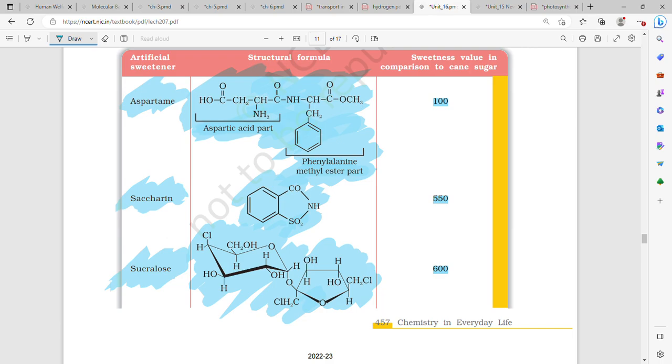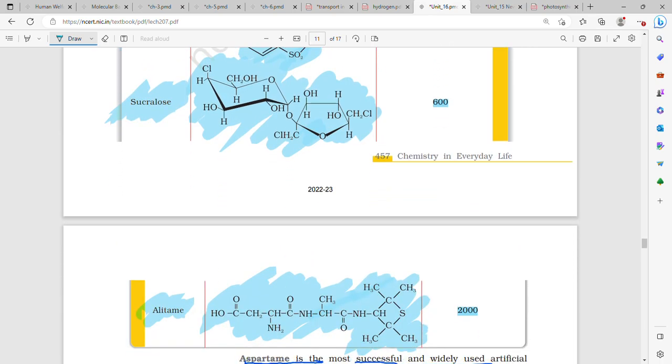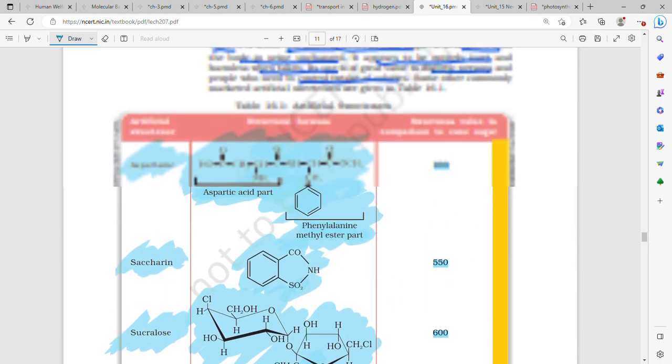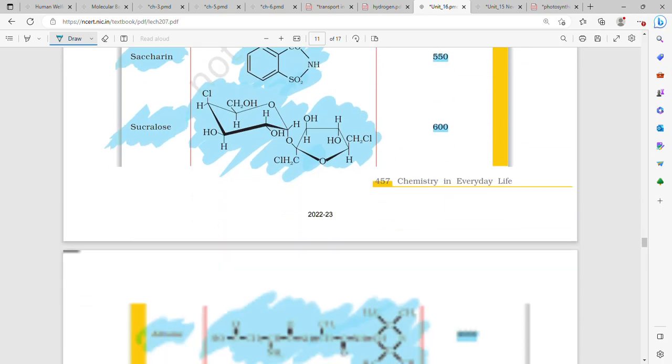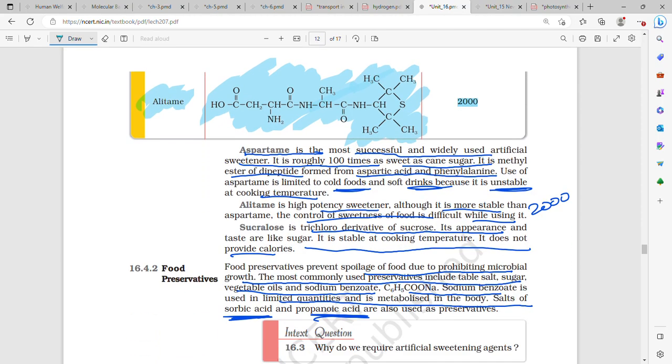Other artificial sweeteners are aspartame, sucralose, and alitame, along with saccharin or orthosulfobenzamide. Aspartame is the most successful and widely used. The first artificial sweetener used, since 1879, was saccharin, which is 550 times sweeter. Aspartame is 100 times sweeter than cane sugar, but it is not stable at cooking temperature. That is, its use is limited to soft drinks and cold foods.